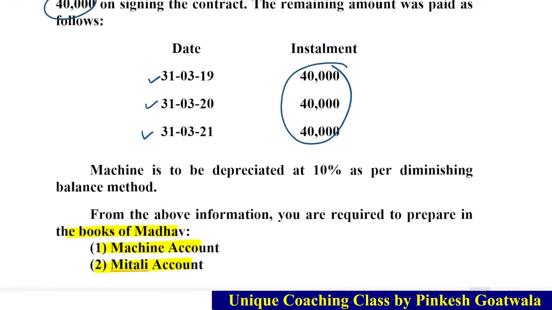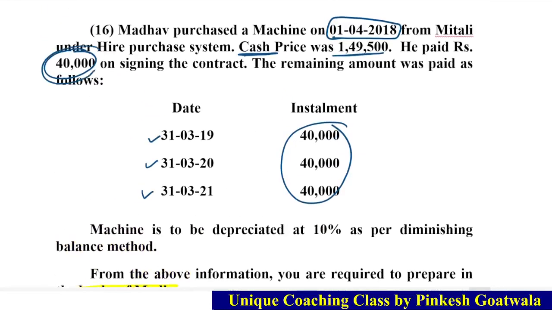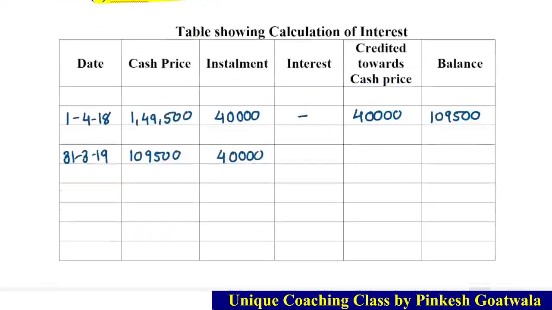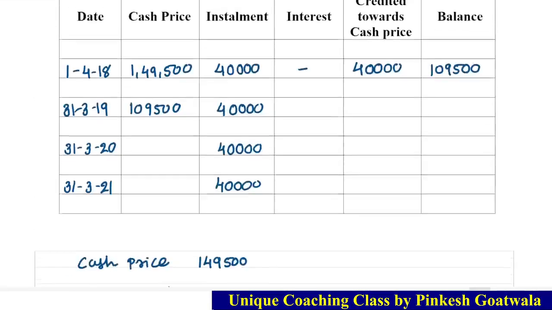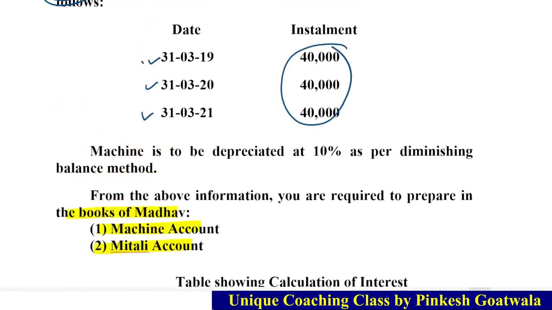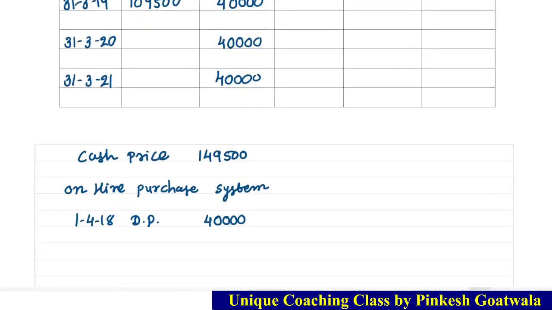So first of all, here he paid 40,000 down payment. Okay, સૌથી પહેલા શું કર્યું? 40,000 down payment આપ્યું છે. Okay, so let's write on 1st April 18 down payment 40,000. Then he paid installments on 19, 20 and 21. 40 ના installment આપ્યા છે.